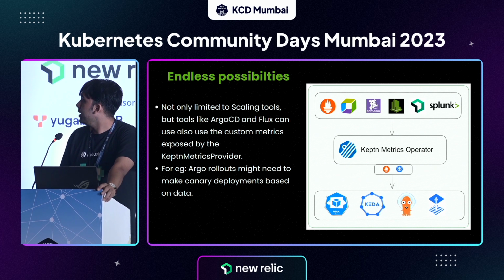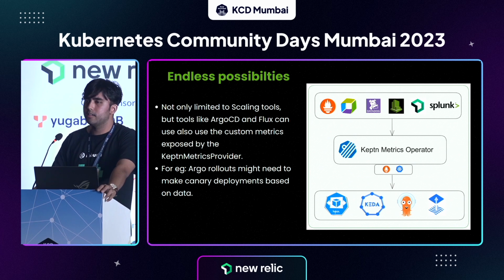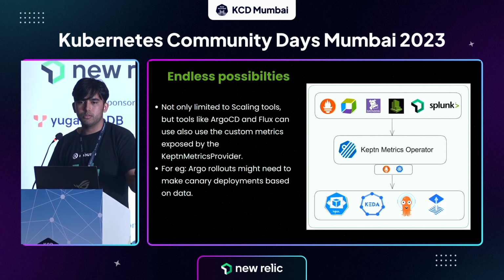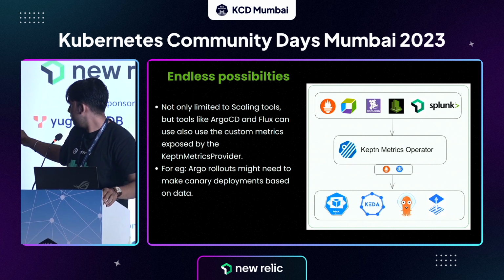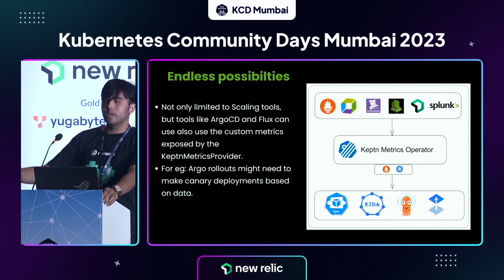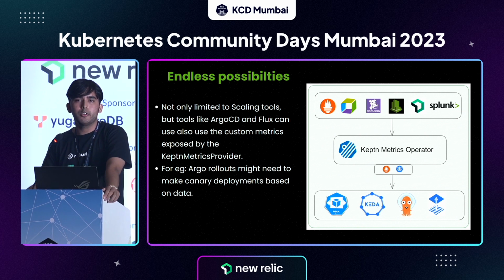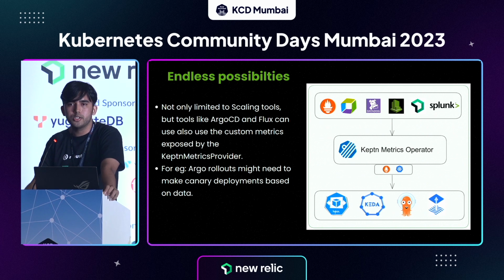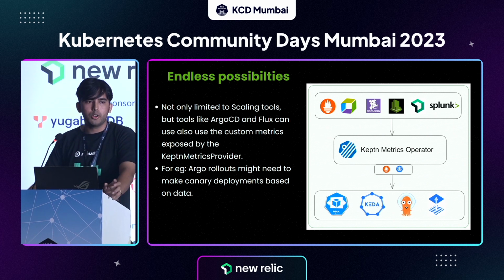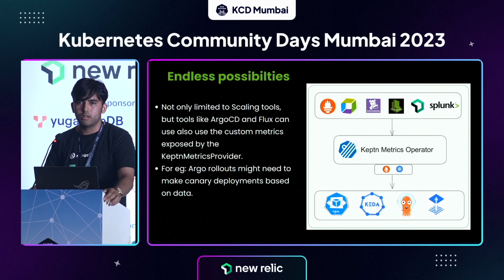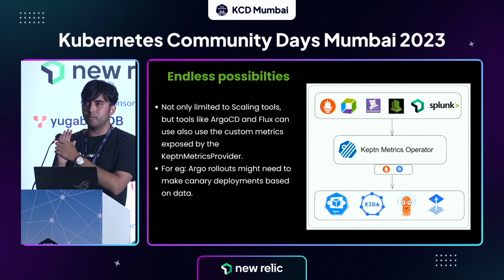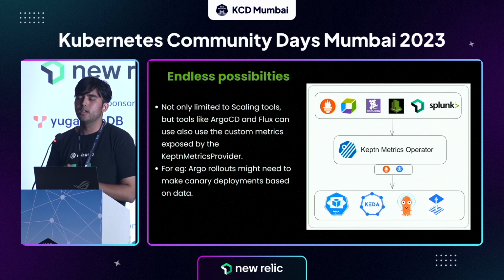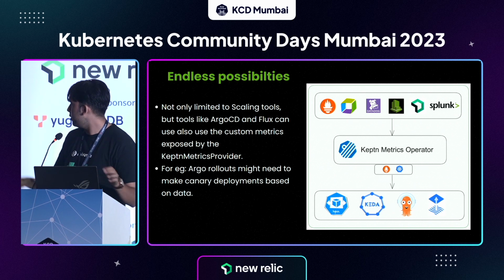Now, there can be endless possibilities for this Keptn Metrics Operator. You don't just need to use this for scaling your workloads, but you can use these metrics for Argo CD or your GitOps deployment. Can I get a raise of hands? How many of you are using GitOps, Argo CD here? Okay, so you all might be using Argo Rollouts too. If you are, then Argo Rollouts makes canary deployments based on data, whether it is right or wrong. So you can use the Keptn Metrics Operator there too.